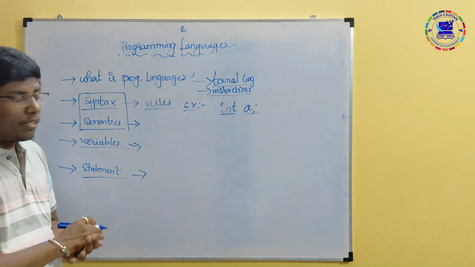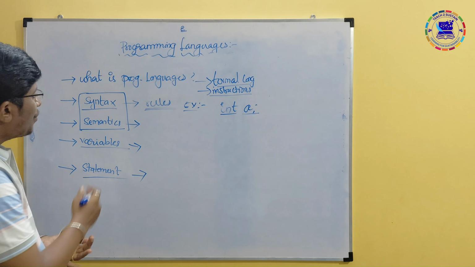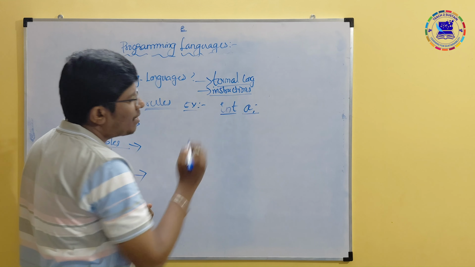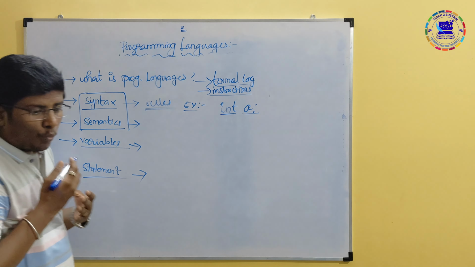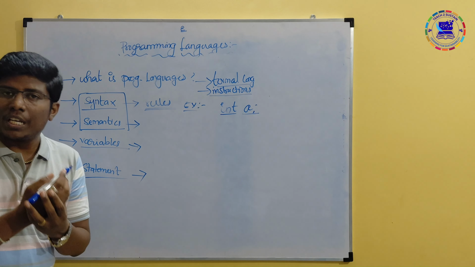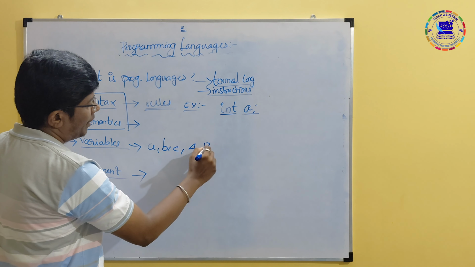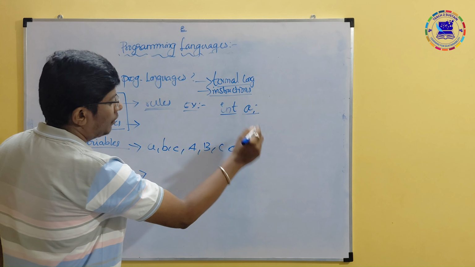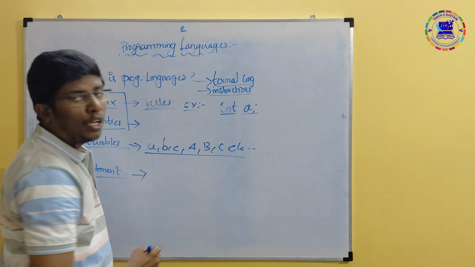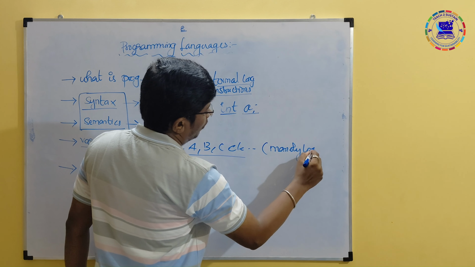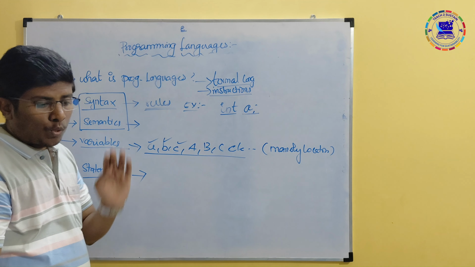Next comes variables. We have already seen what a variable is. Here we have seen an example, int a. Here a is a variable. What is a variable? A variable is a named memory location. For example, a, b, c, anything. A named memory location where we can store values. This is called a variable.